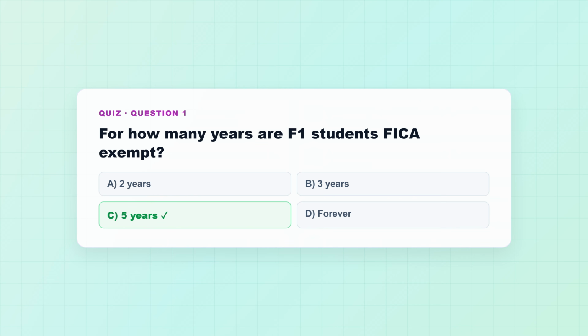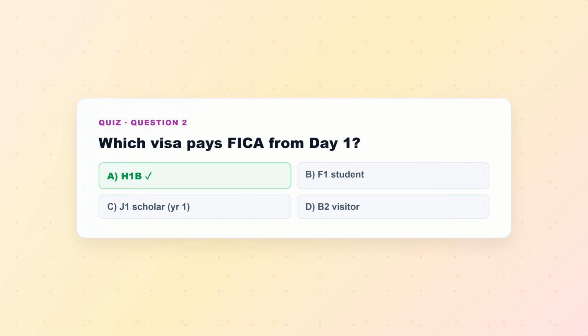Now let us test what you have learned with a quick quiz. Question 1. For how many years are F1 students FICA exempt? Take a moment to think. The answer is 5 years. Question 2. Which visa pays FICA from day 1? Is it H1B, F1 student, J1 scholar in year 1, or B2 visitor? The answer is the H1B.